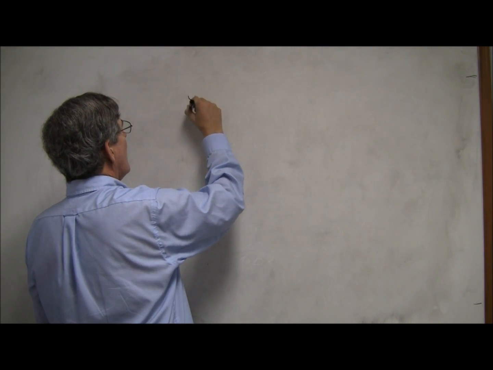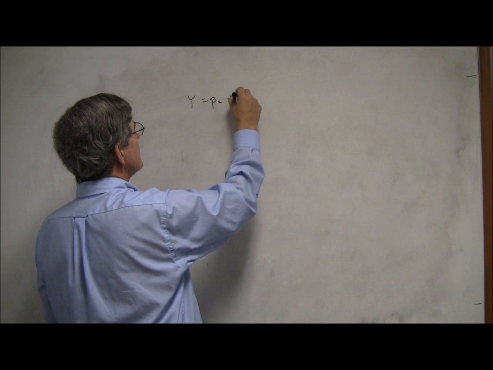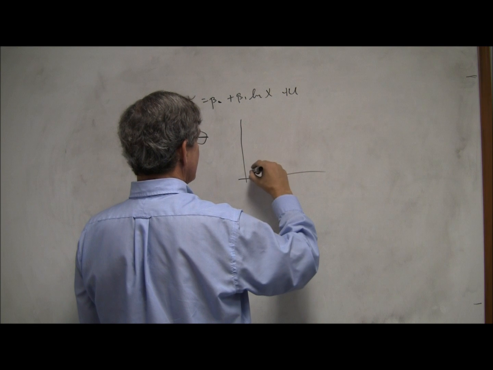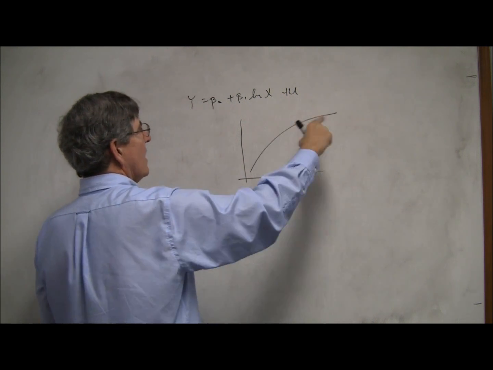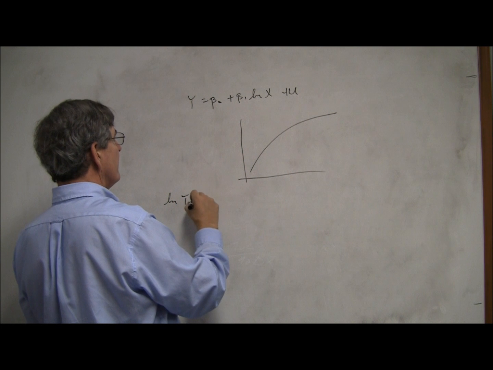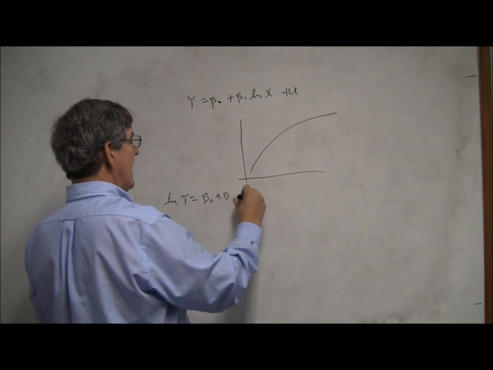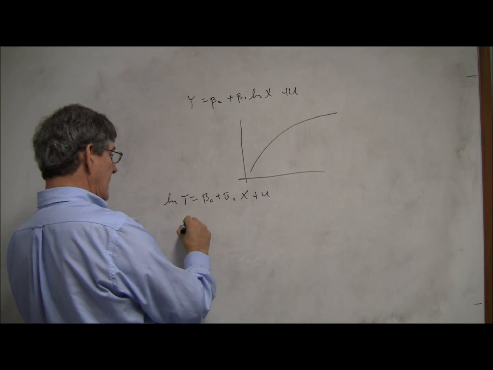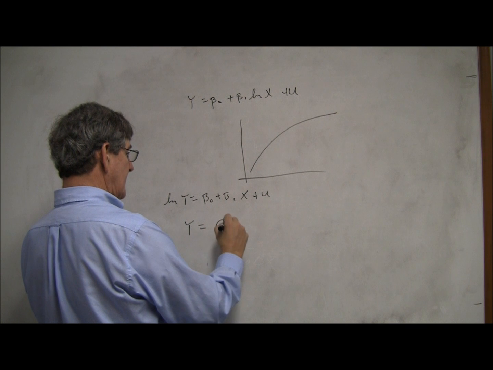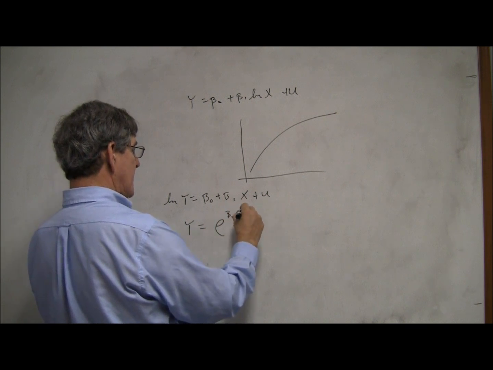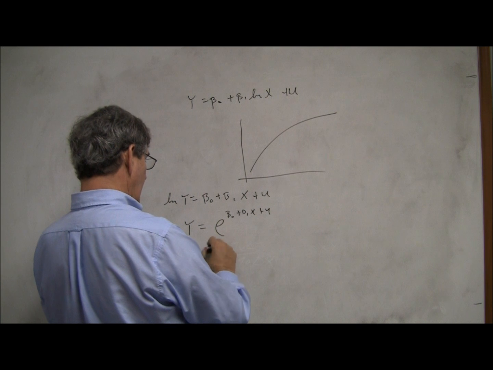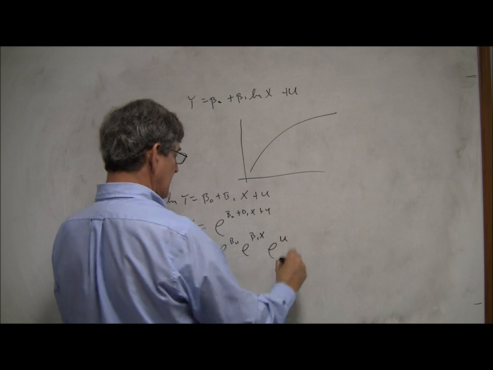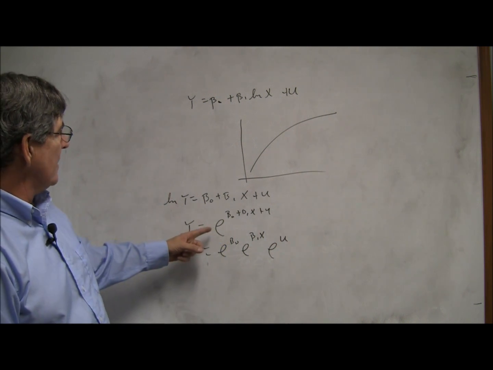Remember, the first model was y equals beta 0 plus beta 1 log x plus u. And that essentially gave you something that looks like this in terms of the nonlinearities. What does this model give you? Log y equals beta 0 plus beta 1 x plus u. Well, take e to the both sides. E to the log y is just y. So what this tells you is y is equal to e to the beta 0 plus beta 1 x plus u. Or it's e to the beta 0, e to the beta 1 x, e to the u is another way of writing it. That's basically a growth model.